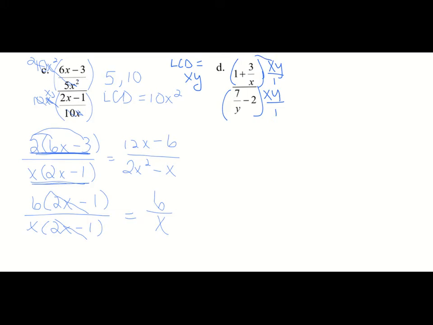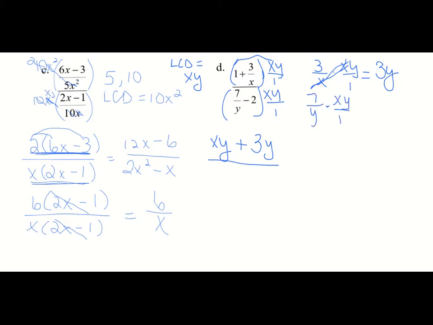And again, when I distribute, 1 times xy will just give me xy plus, and then if I do 3 over x times xy over 1, my x's will cancel because they're a numerator and denominator, but it leaves me with just 3y. So I have xy plus 3y over, now when I do 7 over y times xy over 1, the y's will cancel, but it leaves me with 7x. So we have 7x minus, and then here 2 times xy will give me 2xy.